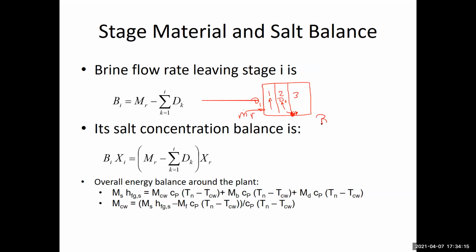So here I can say that B2 should be M dot R minus D1 and D2, because this is the quantity that entered here. It has lost D1 for evaporation, it has lost D2 for the evaporation, and the remainder is going here. And the equation can be generalized in this form. Salinity expression is just following the equation. All you have to do is just take each one of these components and multiply it by its salinity. So BIXI is this quantity into XR.